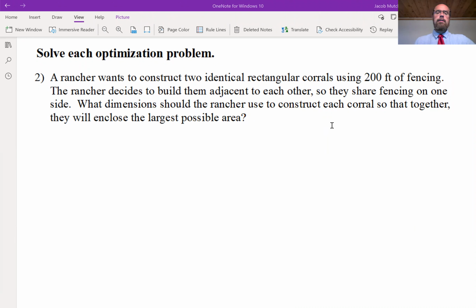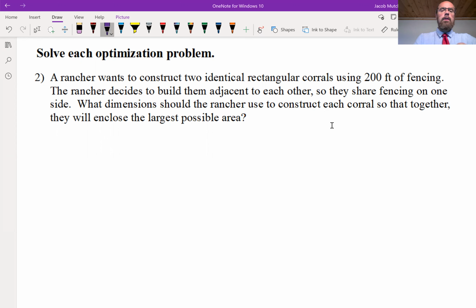feet of fencing. It says the rancher decides to build them adjacent to each other, so they're going to be right next to each other. In fact, they share fencing on one side, right down the middle. Our task is to find what dimensions the rancher should use to construct each corral so that together they will enclose the largest possible area.